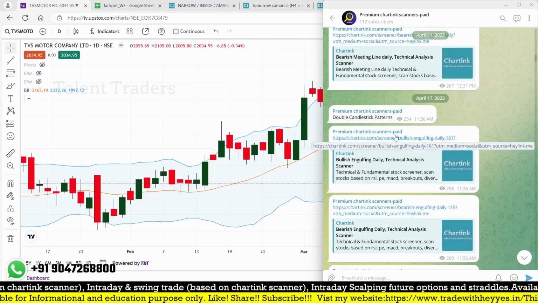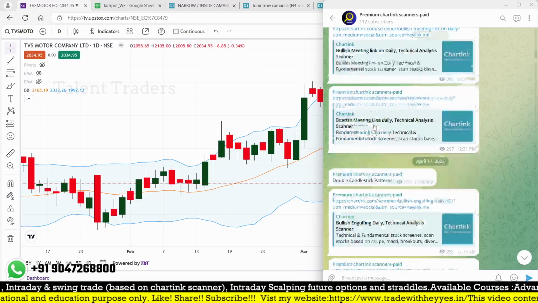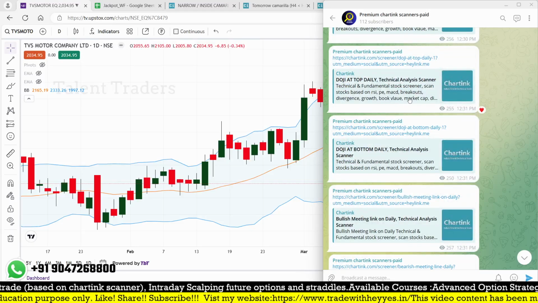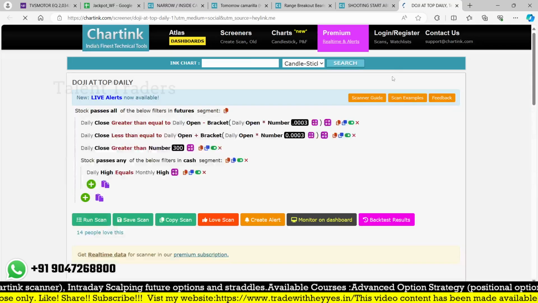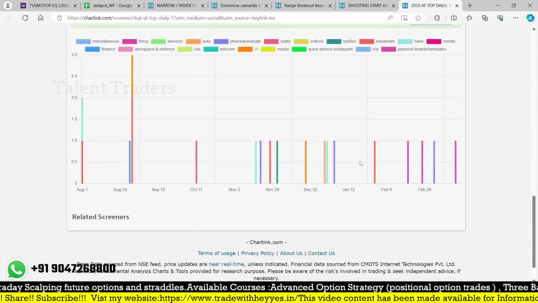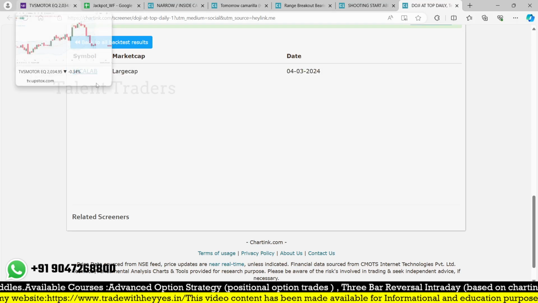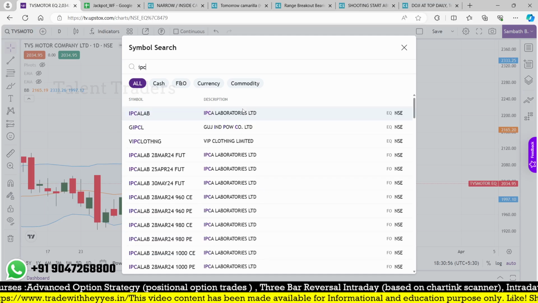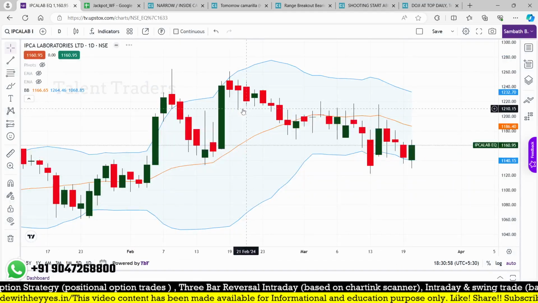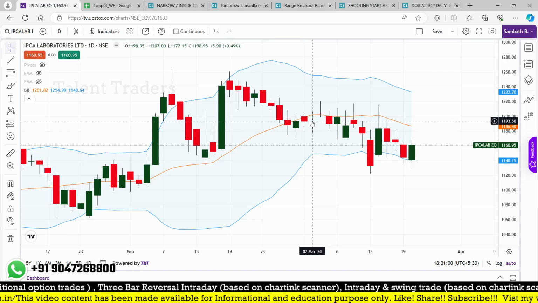In this group, these are the scanners currently available: double candlestick pattern, and doji, which is a major one, doji at bottom and doji at top. These are all my premium scanners. Recently we found IPCA Lab on 4.3, IPCA Lab on 4.3 doji.